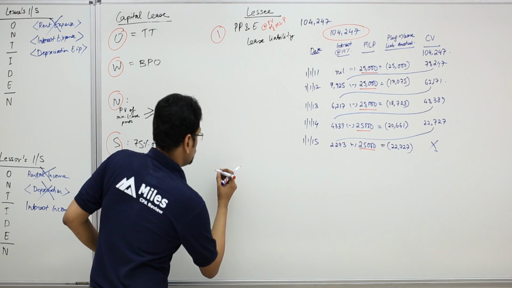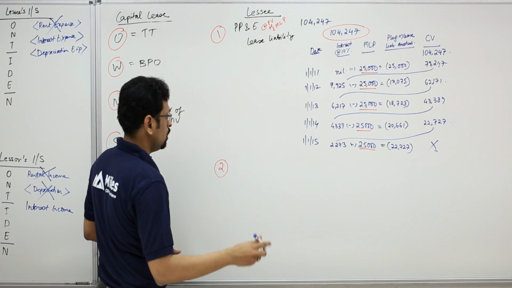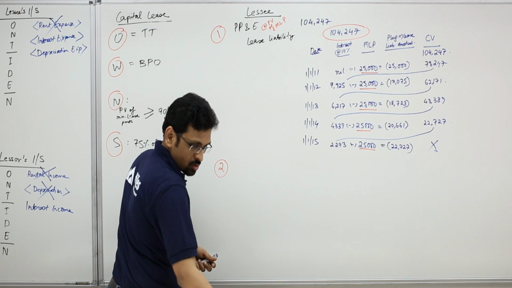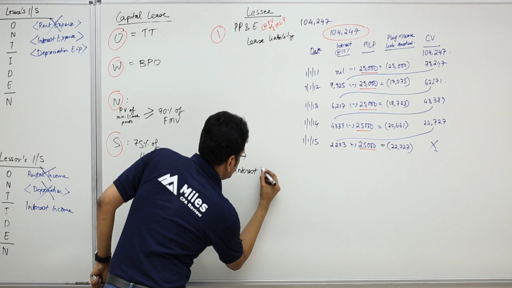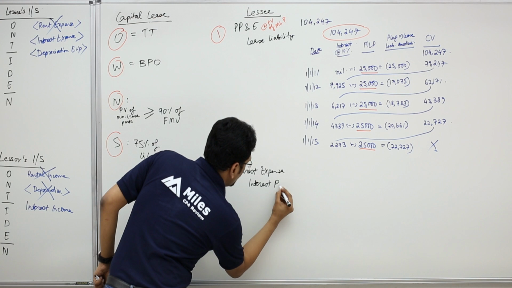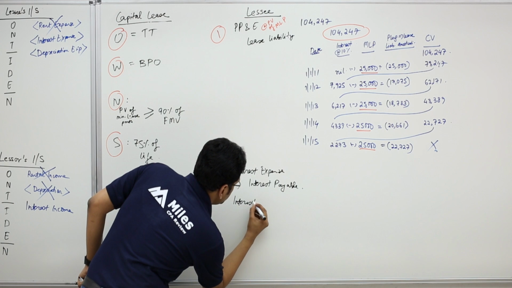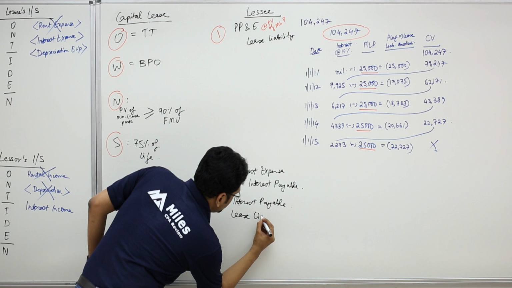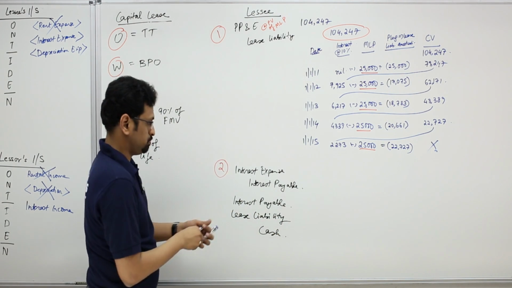Amortizing this liability now. So first, we're going to be looking at interest expense to interest payable. I'll tell you why I'm doing this. And you're going to have interest payable and lease liability, and cash is going out.